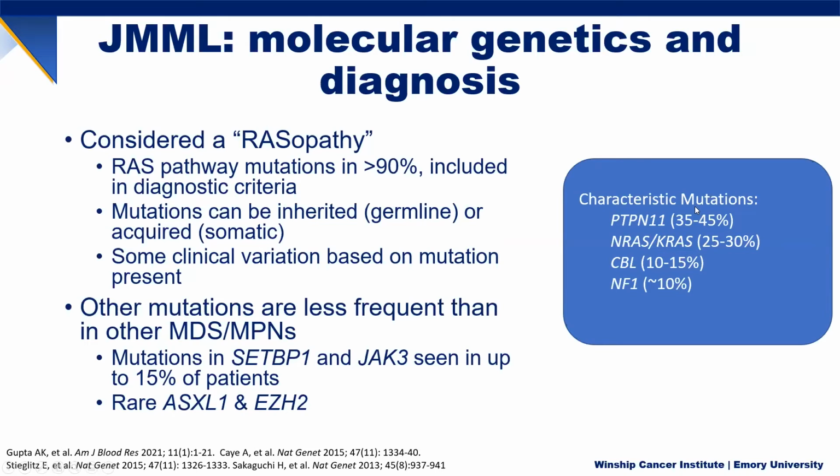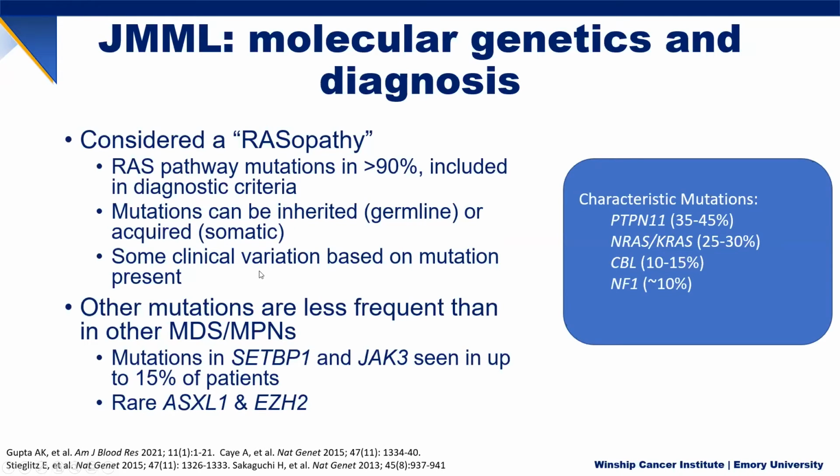So you see 2 RAS mutations, NRAS and KRAS, while CBL and NF1, for example, turn the RAS pathway off. What you see is that over 90% of patients with this disease have one of these RAS pathway mutations, and these are the ones that have now been included in that diagnostic criteria. Again, these mutations can be what we call germline, or inherited, ones you're born with, or these can be ones that develop, which we call acquired or somatic mutations. And we do see some clinical variation based on which mutation it is and also whether it's germline or somatic, as we call it.